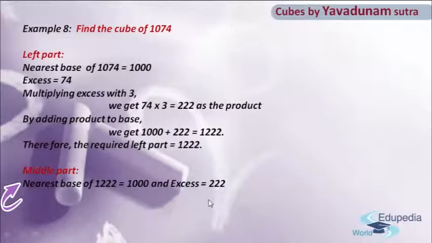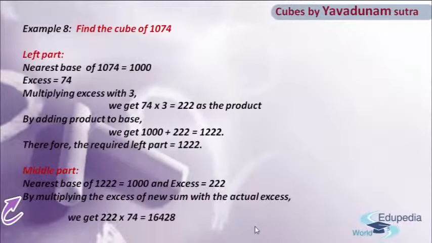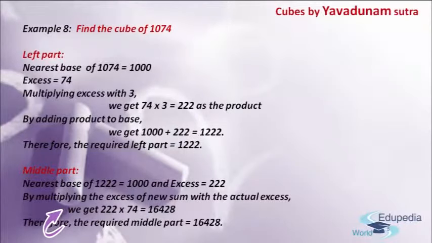After finding the nearest base and excess, moving to step number 2, we have to multiply the new excess we have got with the actual excess we have got. Here the new excess is 222 and the actual excess is 74. Therefore by multiplying 222 with 74, we get 16,428 as the product. Now this 16,428 is regarded as the required middle part.